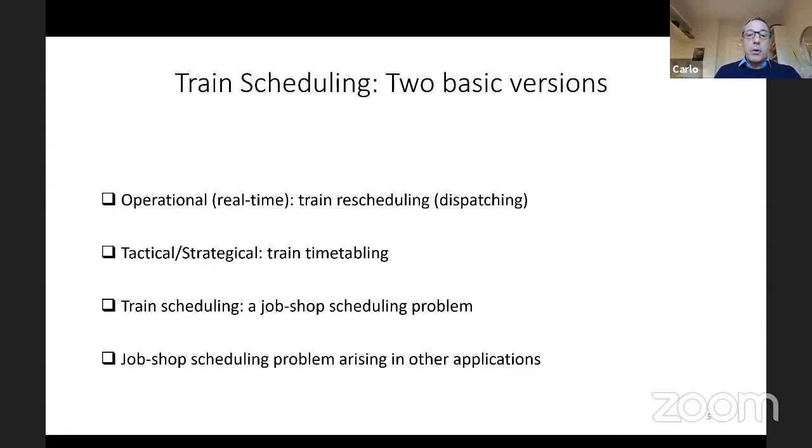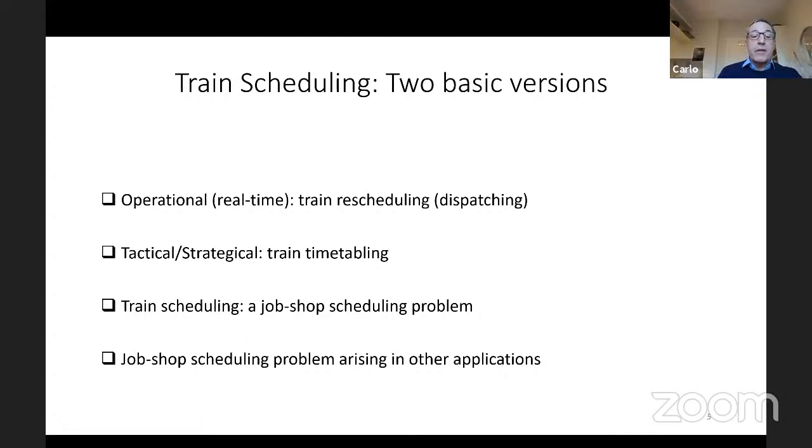So the train scheduling problem actually appears in two basic versions. The first is the one I already mentioned. This is the operational, real-time version, which is called train rescheduling or dispatching, which is the one I've been mostly involved in. But also, of course, in train rescheduling, you need to follow, or minimize the deviation from, the timetable. But the creation of this timetable is itself a train scheduling problem, very similar to the first one, even though it is played at a different time level, so it's more tactical and strategic.